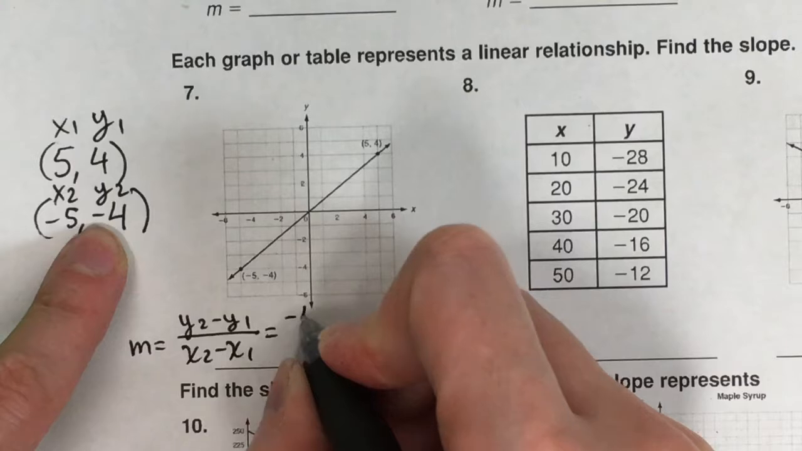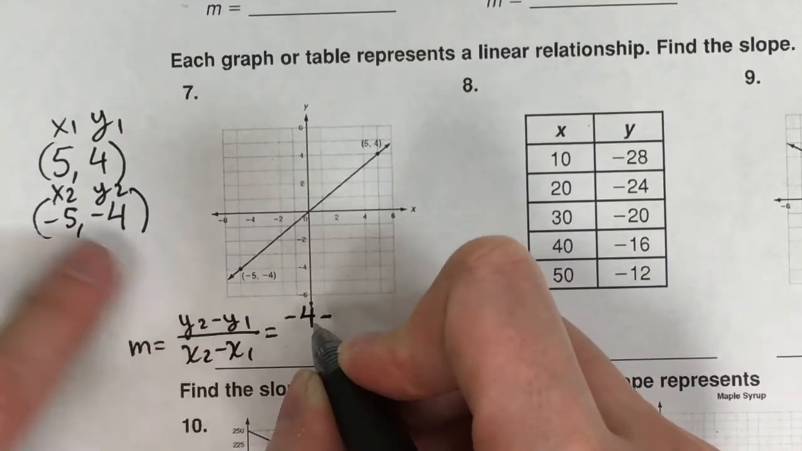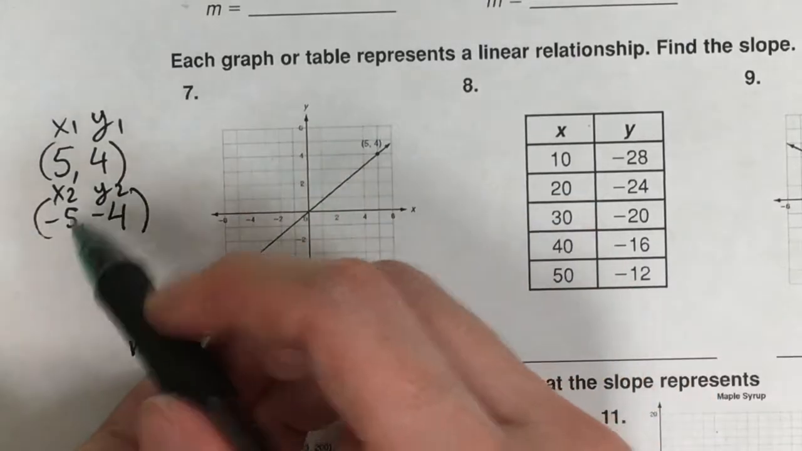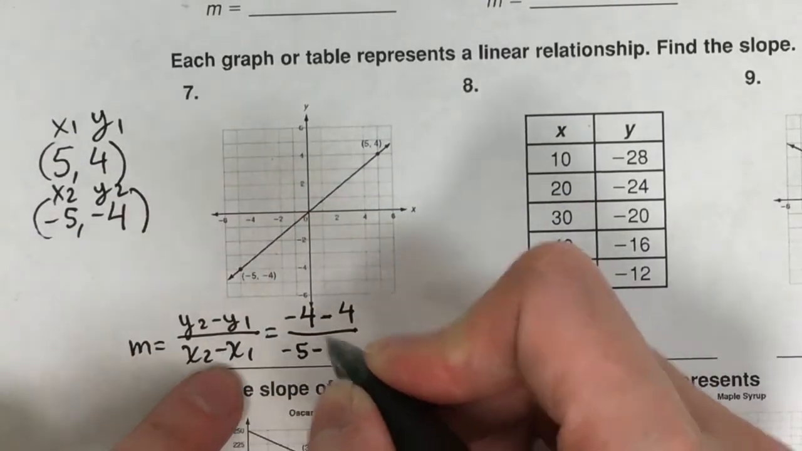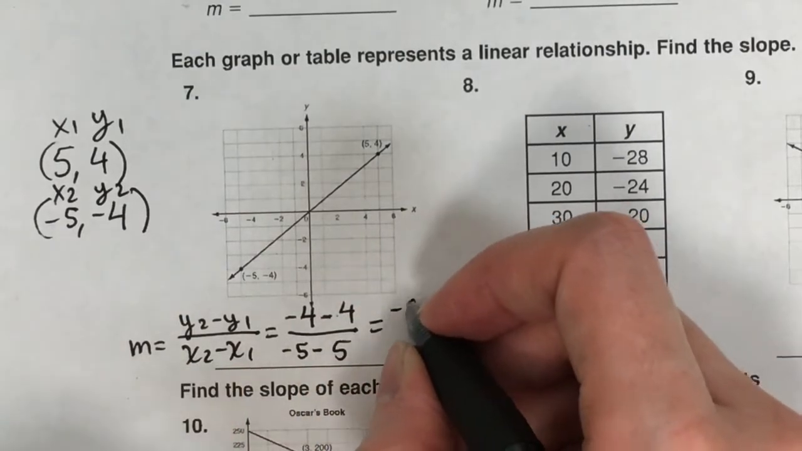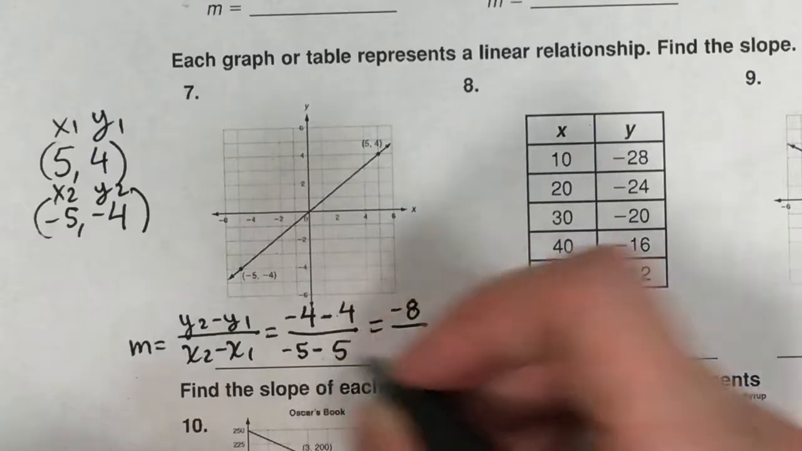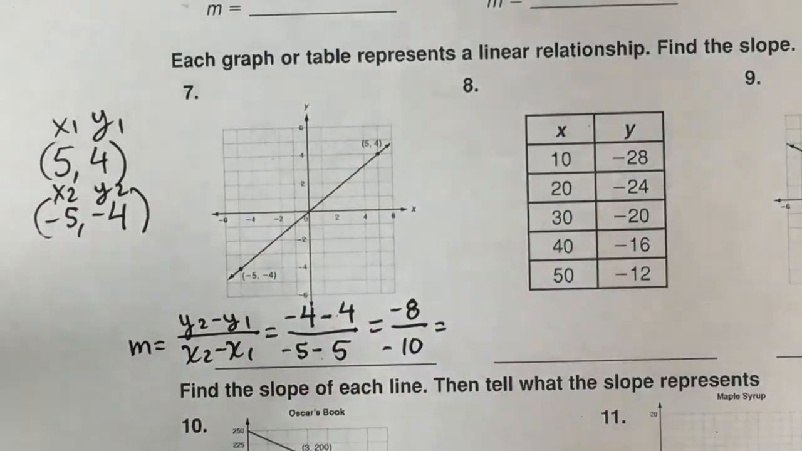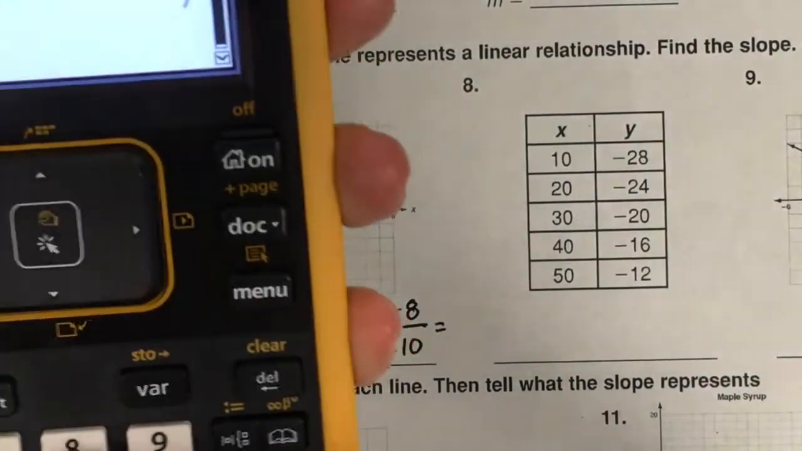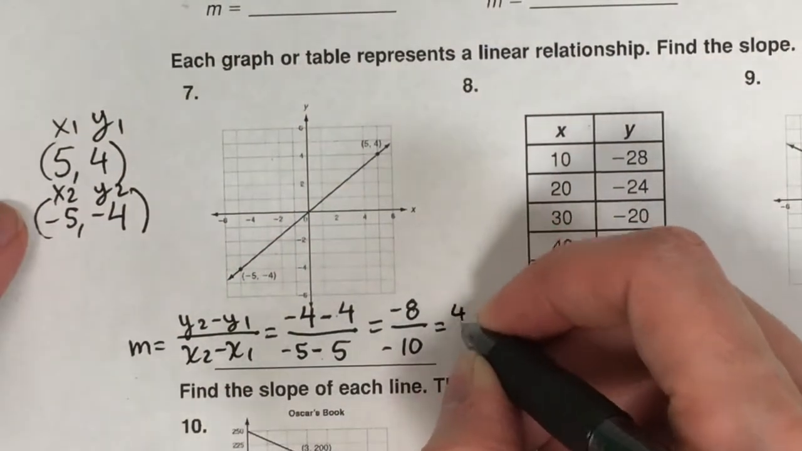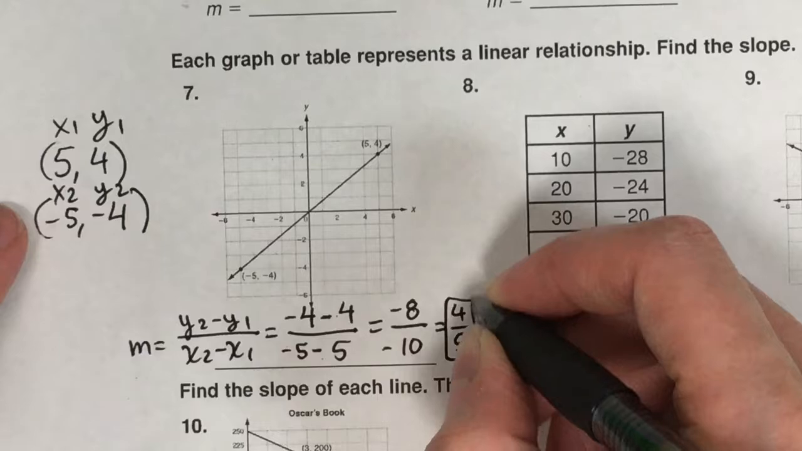y2 is -4, copy minus. y1 is 4, copy divide. x2 is -5 minus x1 is 5. -4 minus 4 is -8. Divide. -5 minus 5 is -10. And if you put in the calculator -8 divided by -10, 4/5. There's my answer.